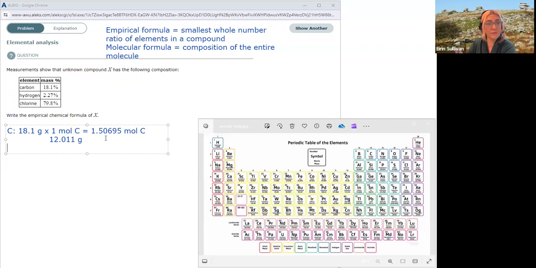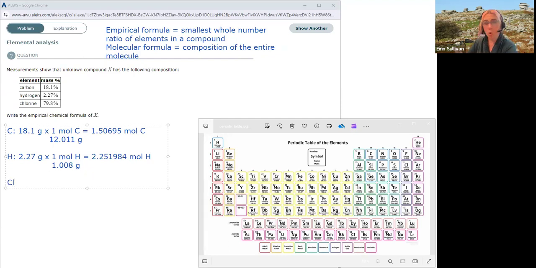We're going to do the same for the hydrogen. If we have 2.27 grams of hydrogen, we know that 1 mole of hydrogen weighs 1.008 grams. So 2.27 grams divided by 1.008 gives me 2.251984 moles of hydrogen. Again, I've not given all the decimal places because we're not going to need them, okay?